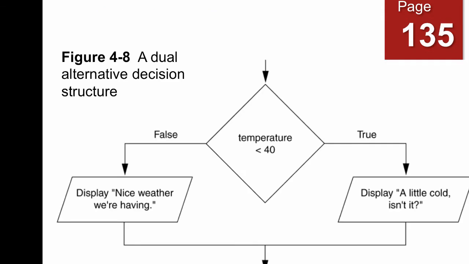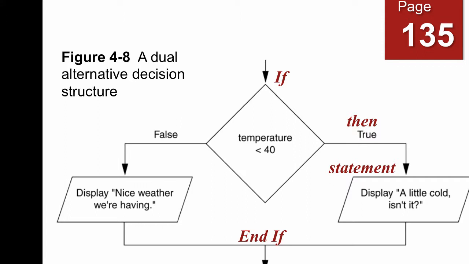So here we go. We take a look at this and we can kind of trace it down. There's our if statement. Our if says if temperature is less than 40, then, because that's true, if it's less than 40, let's say it's 35. So if it's true, then we go to the right, and we always go to the right. In this class, we're always going to go to the right for true. Then there's our statement, display a little cold, isn't it? And then there's our end if. So tracing that down: if, then, statement, end if.